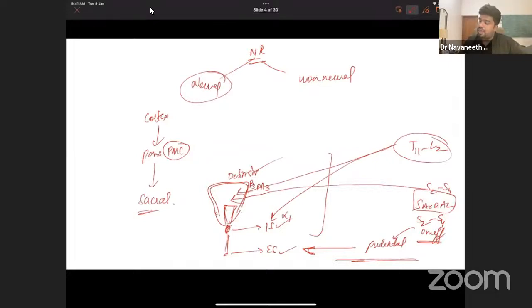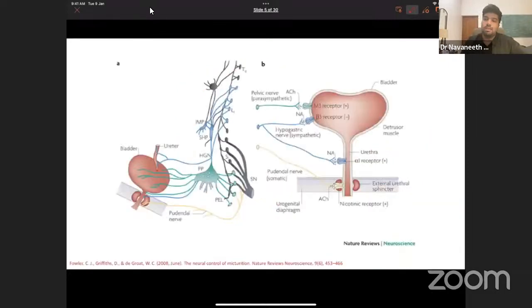So M3 is coming from the parasympathetic, and beta 3 and alpha 1 are coming from the sympathetic. So the sympathetic and parasympathetic outflow comprise the autonomic innervation of the bladder.